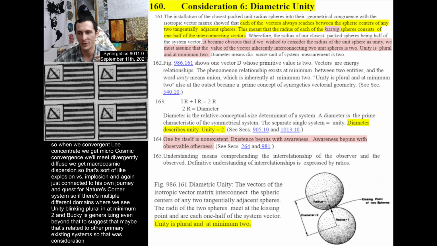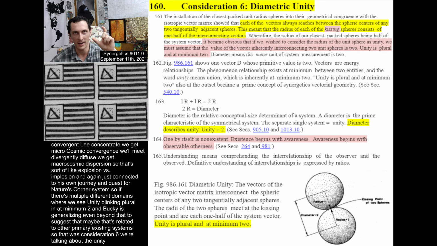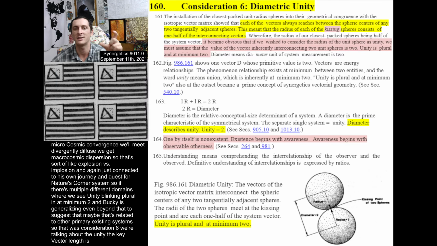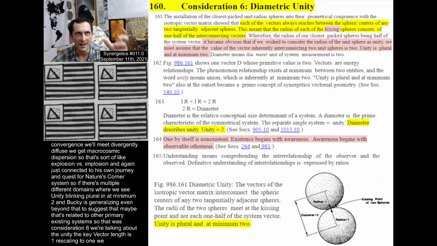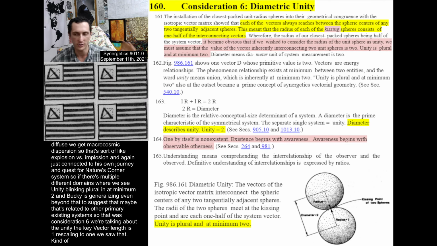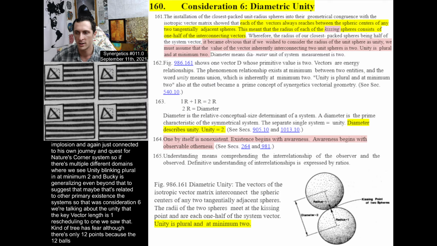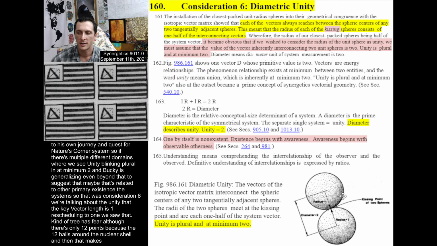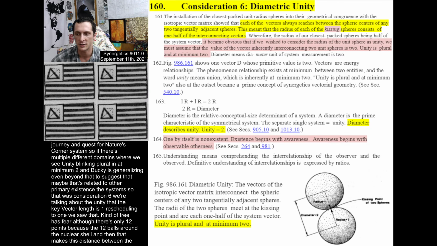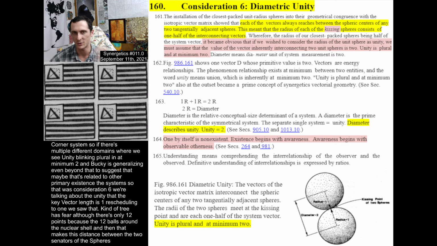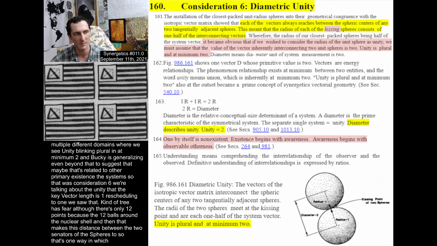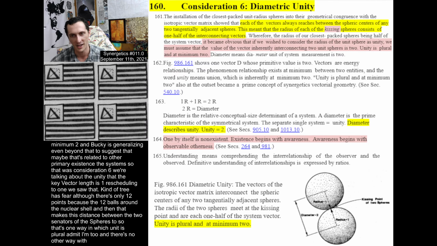We're talking about the unity, the key vector length is 1. We're rescaling to 1. We saw that kind of traces out a sphere, although there's only 12 points because the 12 balls around the nuclear shell. And then that makes this distance between the two centers of the spheres 2. And then, so that's one way in which unity is plural at minimum 2. And then there's this other way with the convex and concave, and there's other ways too.